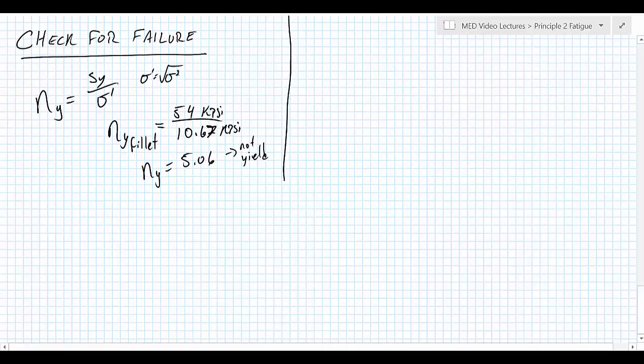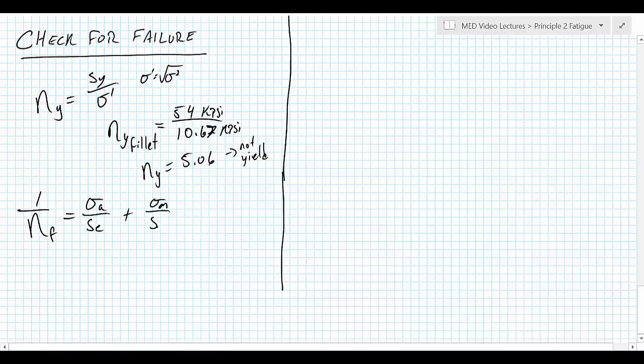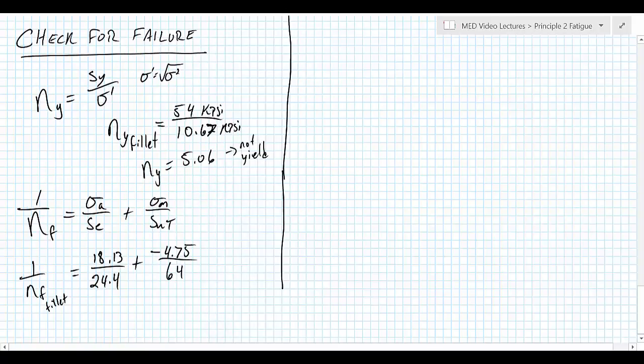But that doesn't tell us whether we are going to get an infinite number of cycles out of this thing. To do that, we need to use our fatigue factors of safety, which we can do with the Goodman equation, which looks like sigma A over SE plus sigma M over the ultimate strength. And we have all these for our fillet. So 1 over NF for the fillet is equal to our values from before, which was 18.13 divided by the endurance strength, 24.4, plus the mean stress, which had a value of negative 4.75, over the ultimate strength of 64 kpsi.